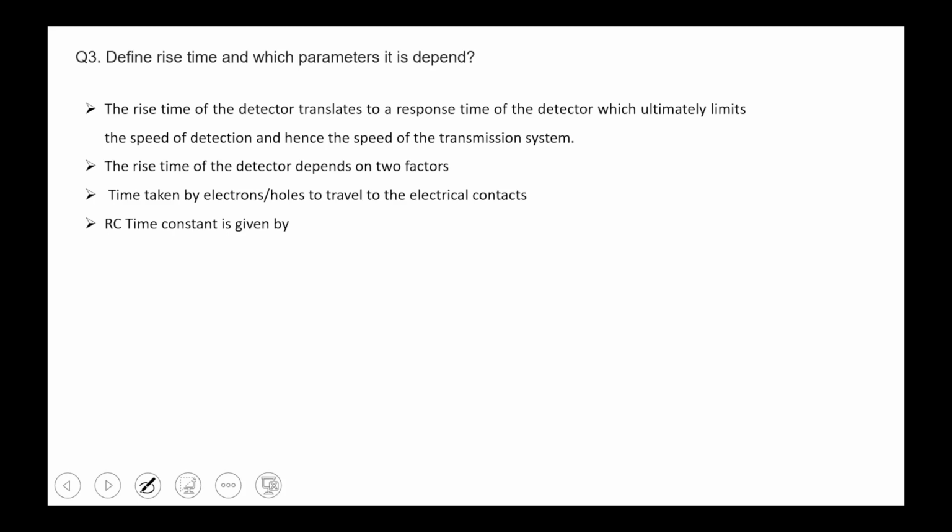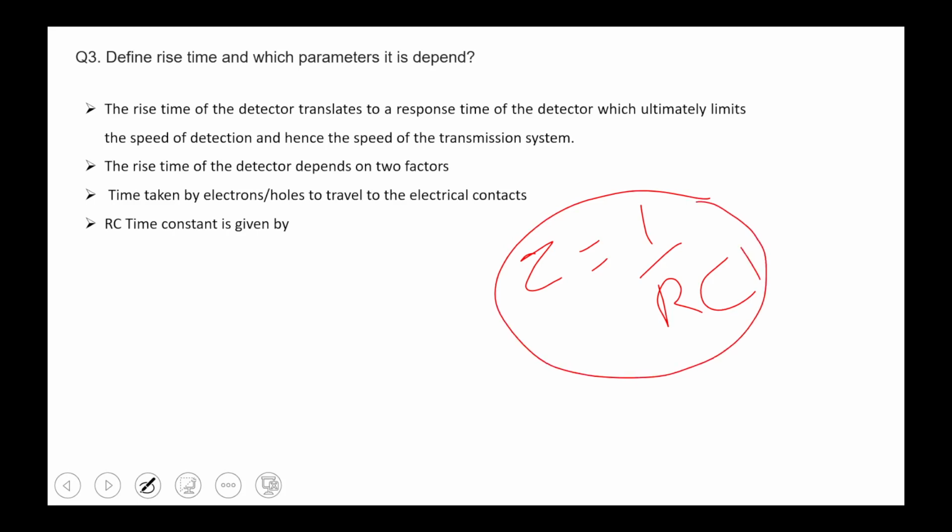Anyone else? Time taken to range from 10% to 90% of the maximum output. Someone said that it depends upon the RC. So, if our resistance and capacitance increase, then our response time will increase. It will be directly proportional to the time constant.